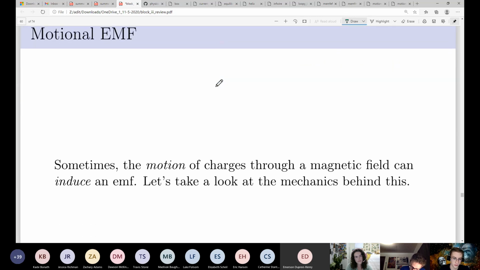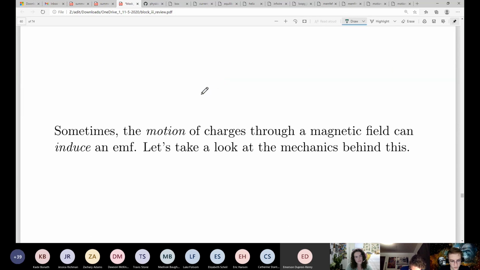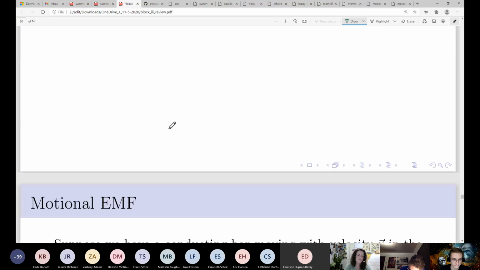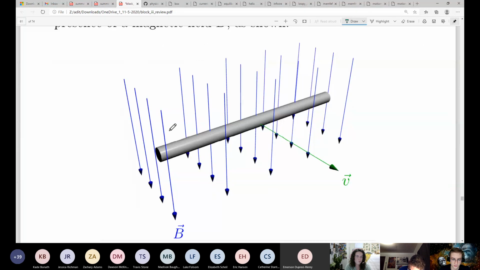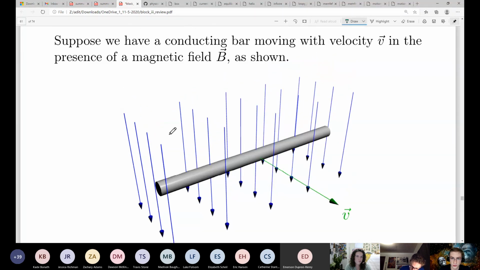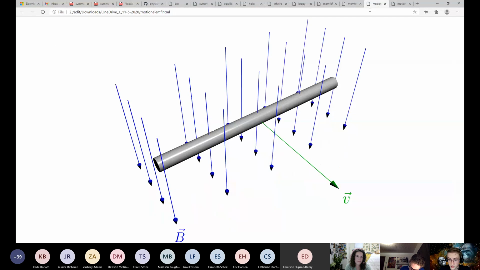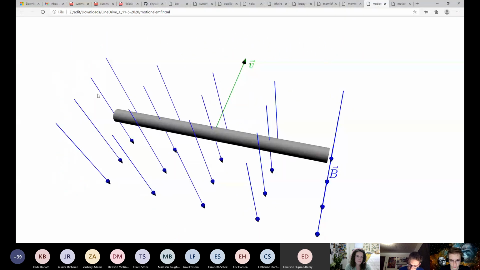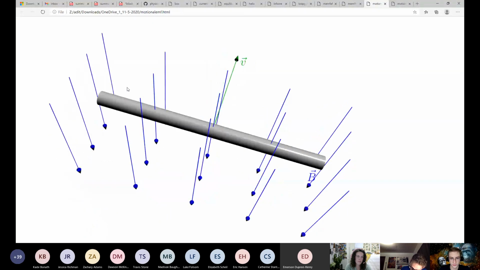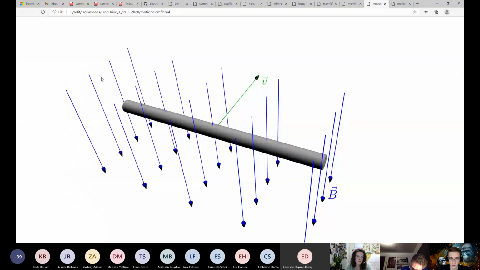Let's look at the first example. And that's a general category of problems that we call motional EMF problems. All right, let's suppose we have a conducting bar moving with velocity v in the presence of a B field, as shown. I think that one's, yeah, right here. So just so our right hands don't get too strained, it's moving that way out of the page, and the B field is pointing down.